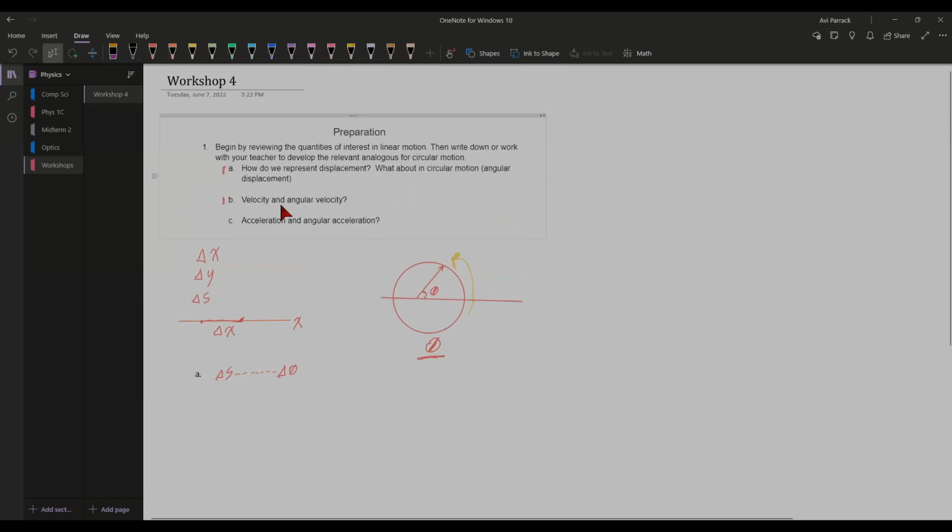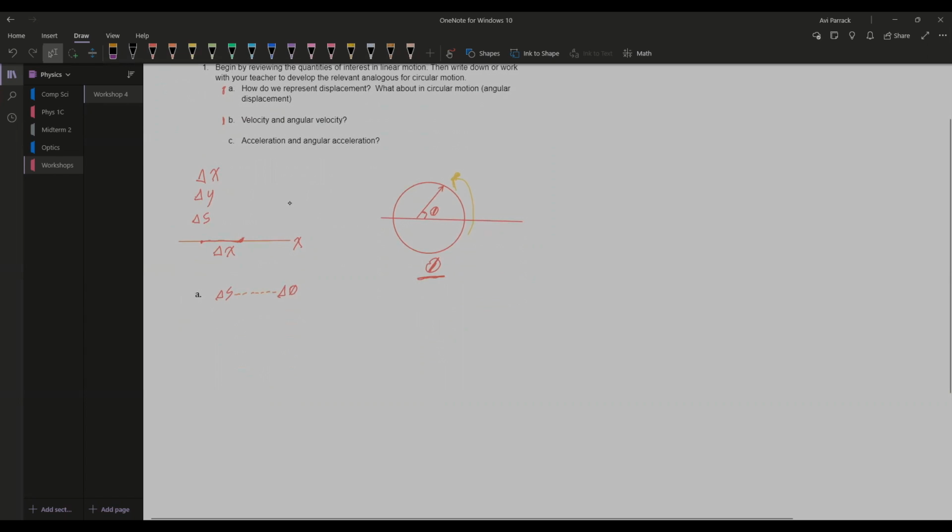Let's look at part B. So we'll go to the velocity and angular velocity. And we can use the same picture here. Let's see if I can copy my circle down.